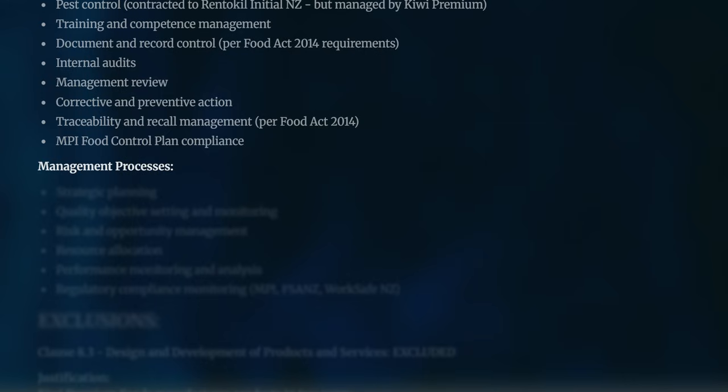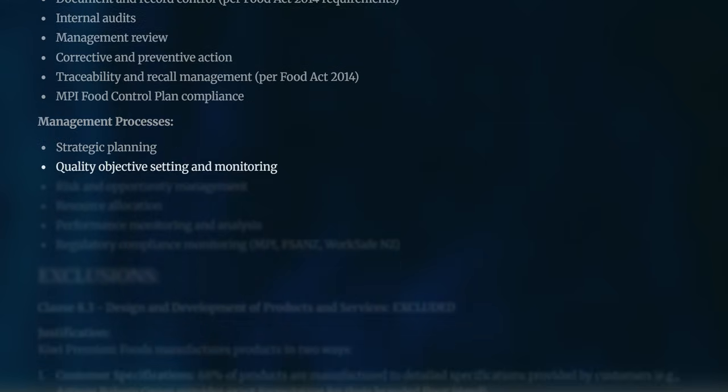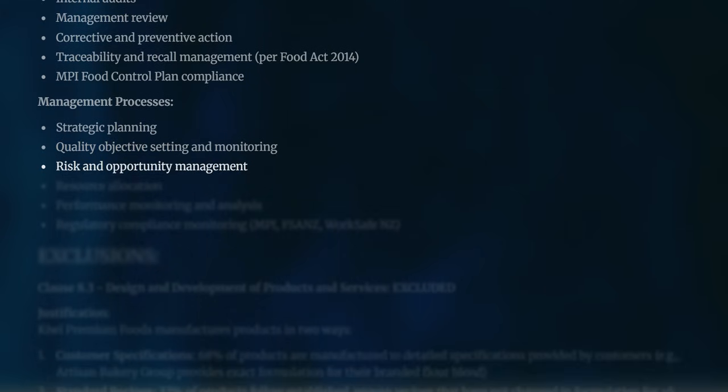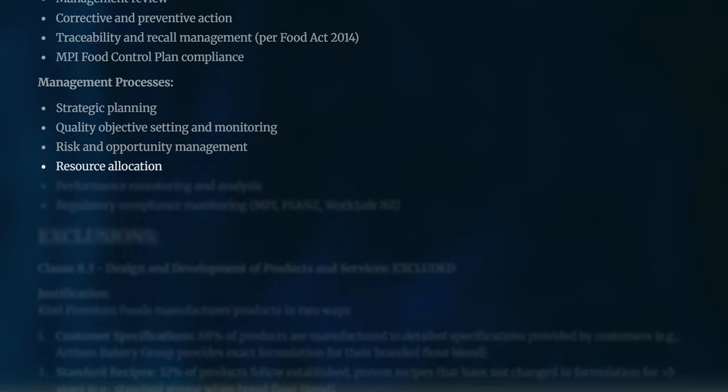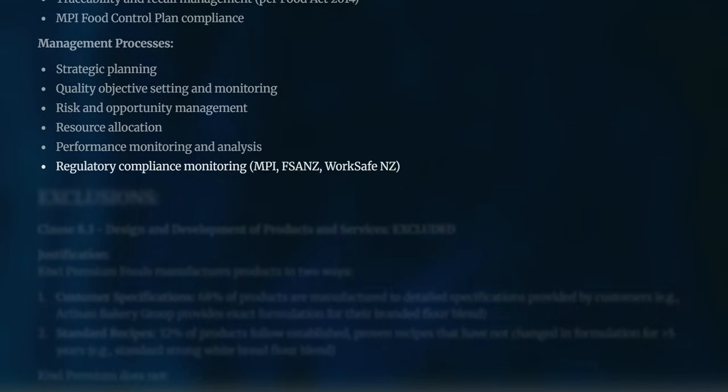For management processes, we have strategic planning, quality objective setting and monitoring, risk and opportunity management, resources allocation, performance monitoring and analysis, and regulatory compliance monitoring, including for MPI, FSANZ, and WorkSafe New Zealand.